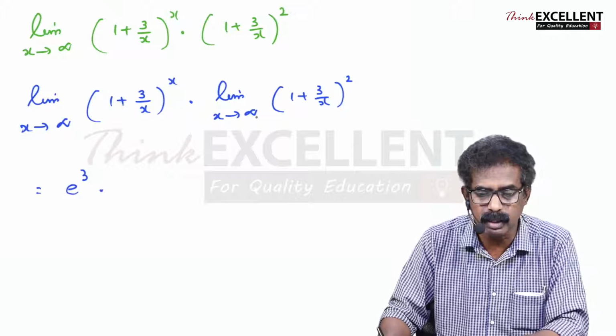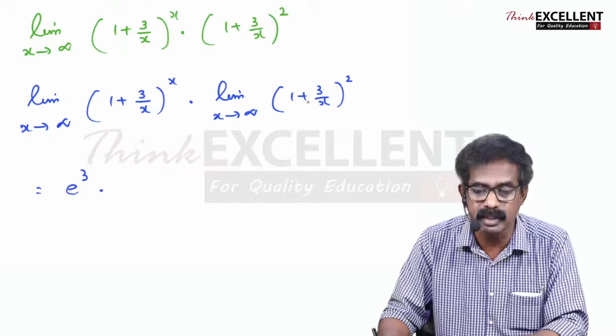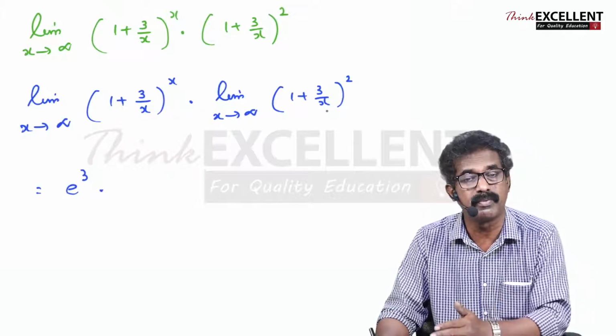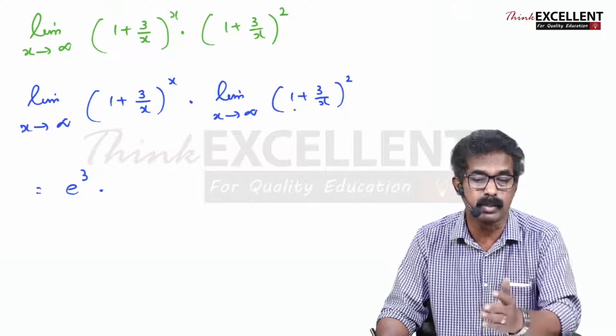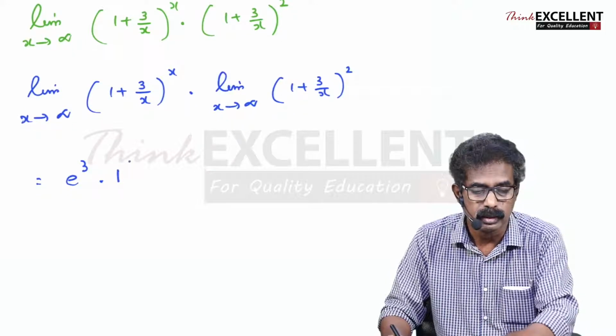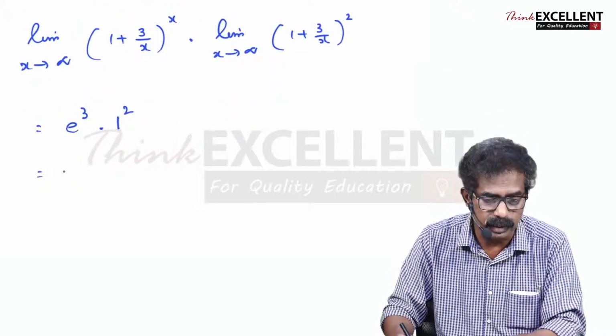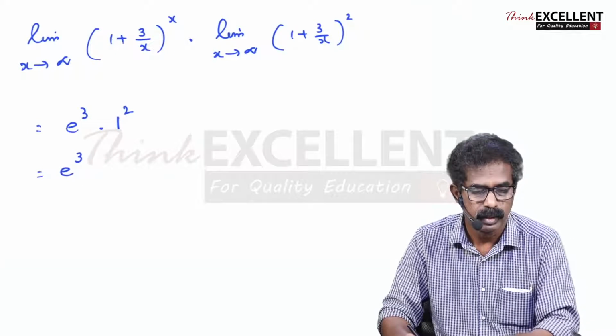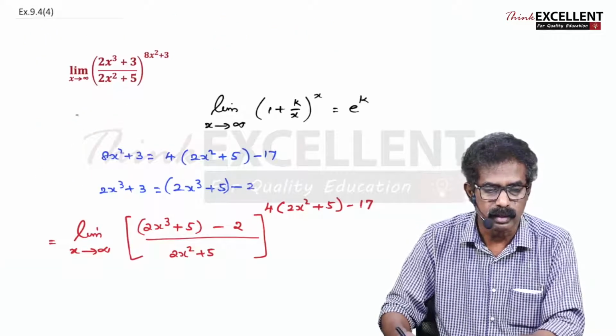Into, for the second one, for x you put infinity. So 3 by infinity, something by infinity is 0. So you are getting only 1 square. 1 square is 1 only. So your answer is e cube, right? So this is your answer. Okay, now let's move on to the fourth question.